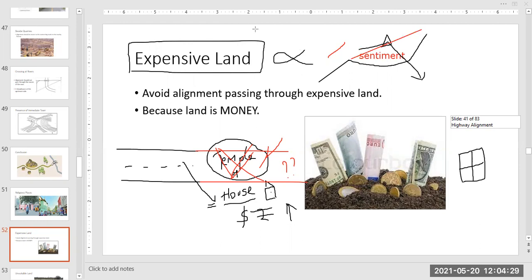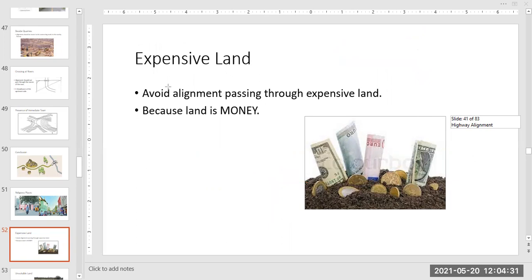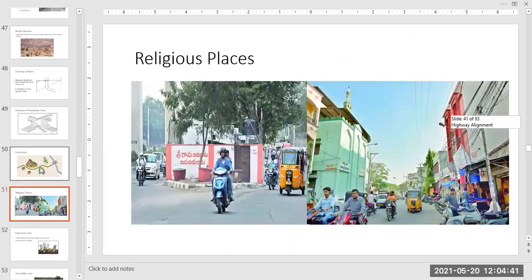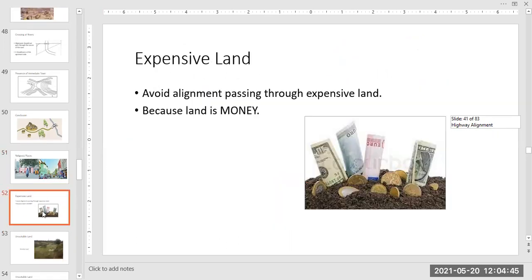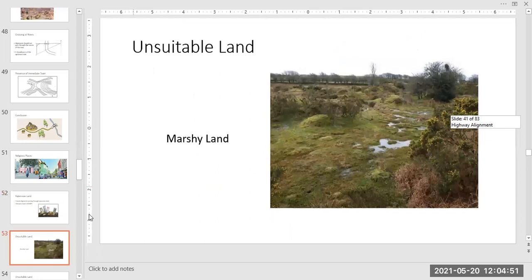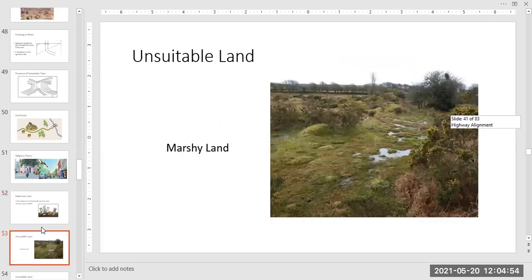That means what I am telling is, whenever it is costing more, the government or the department should not buy the land. Better you go and change the direction of the route. So what are the negative obligatory points? Number one is the religious places. Number two is the expensive places, so we should not buy such kind of land. And the third is unsuitable land.